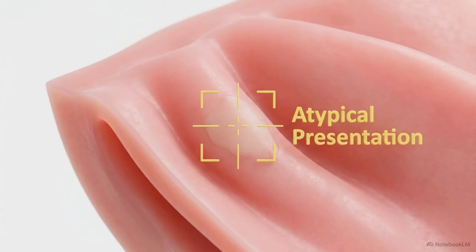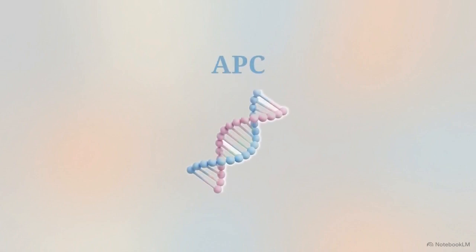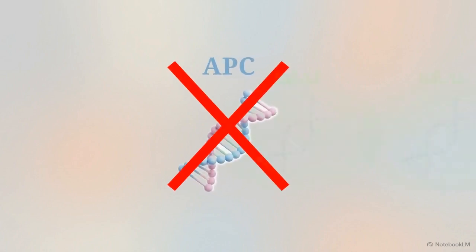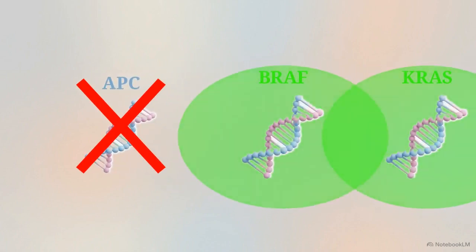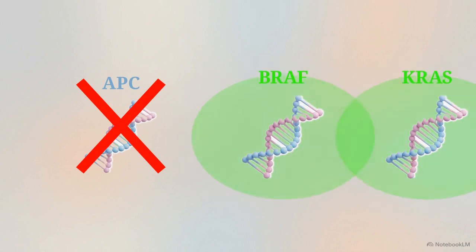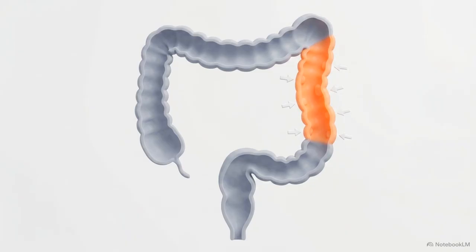There is a deceptive exception to standard adenoma classification, the Sessile Serrated Polyp. Sessile Serrated Polyps bypass the standard APC gene mutation entirely. Driven by BRAF and KRAS mutations, they are notoriously flat, difficult to visualize, and preferentially located in the right colon.